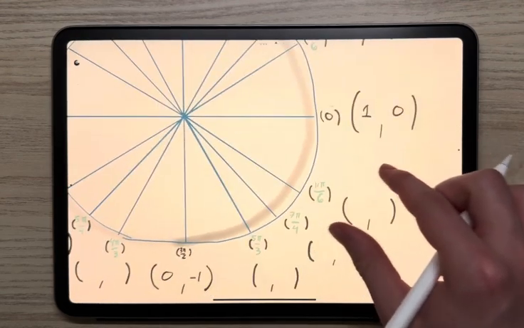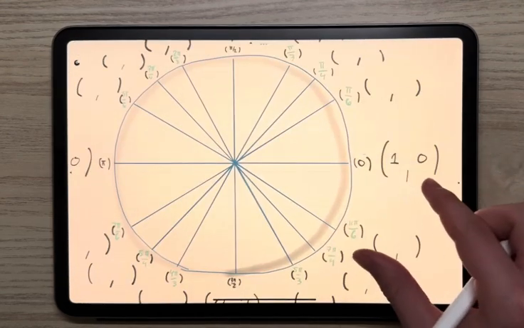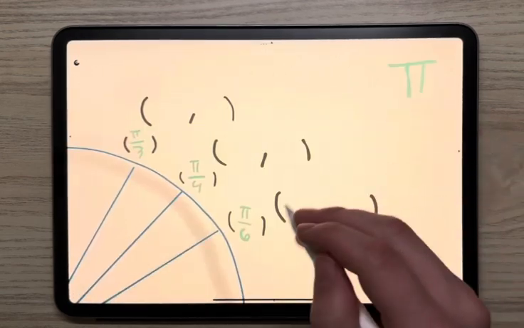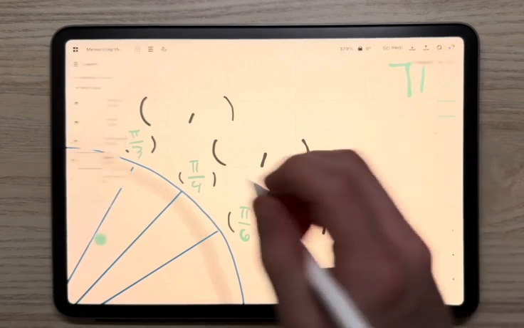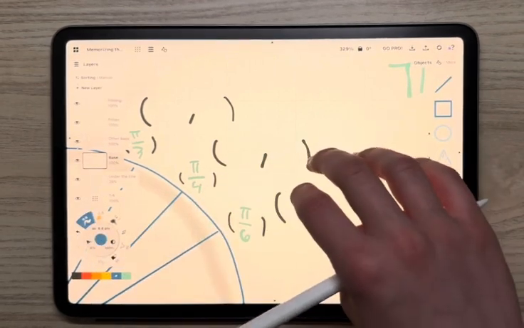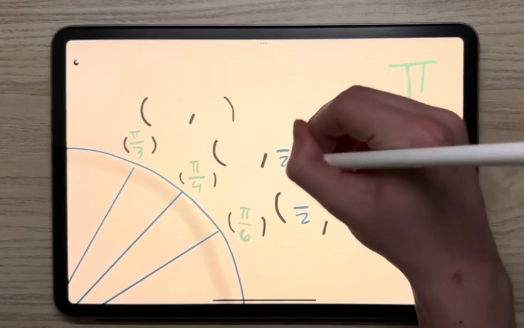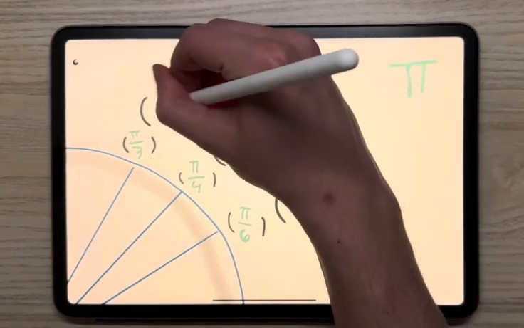So those are all the angles. And now we can move on to the coordinates. So everything is going to be over 2. So it's going to be basically a half times something. So this is going to be over 2, over 2, over 2, over 2, over 2.